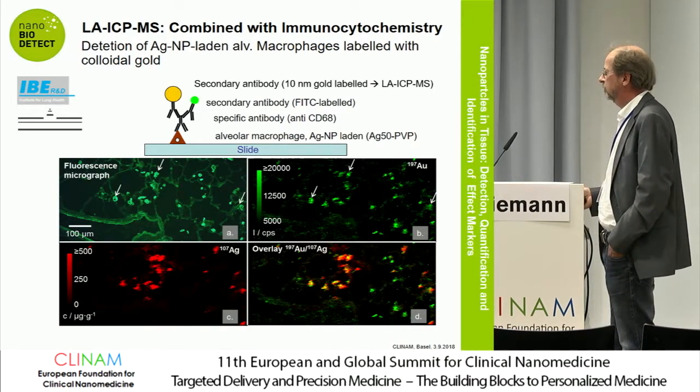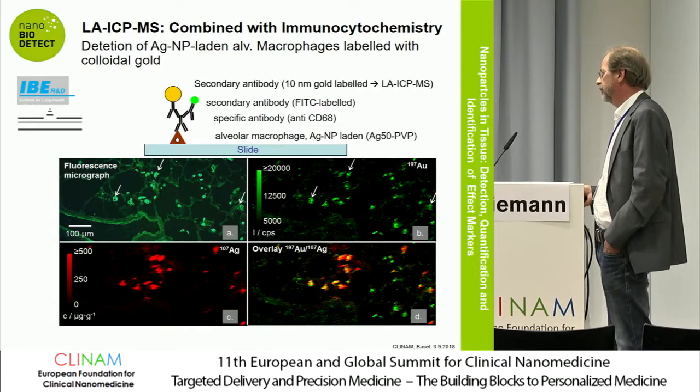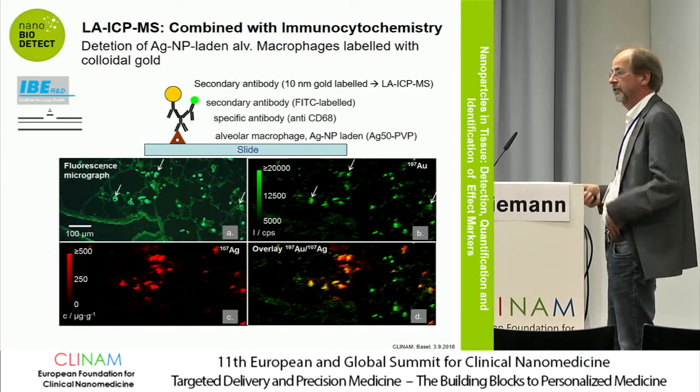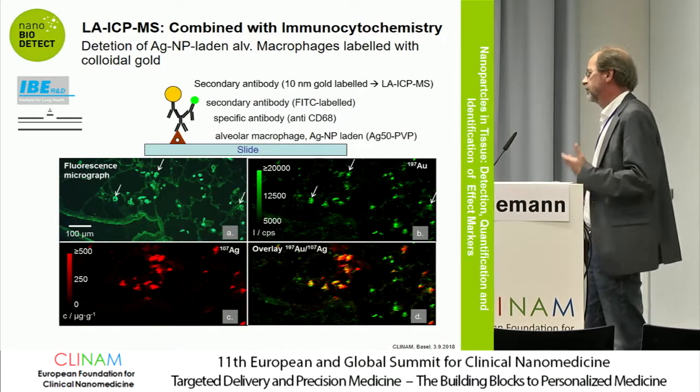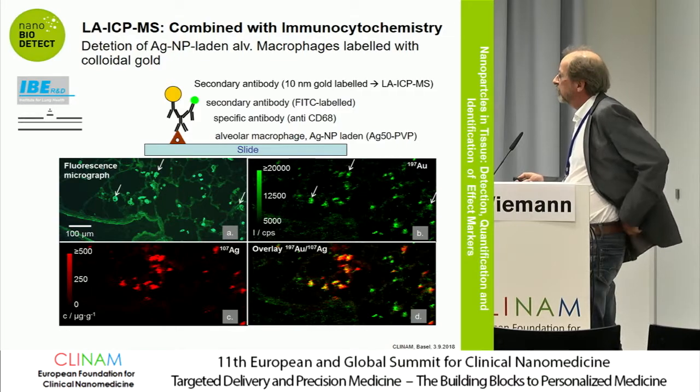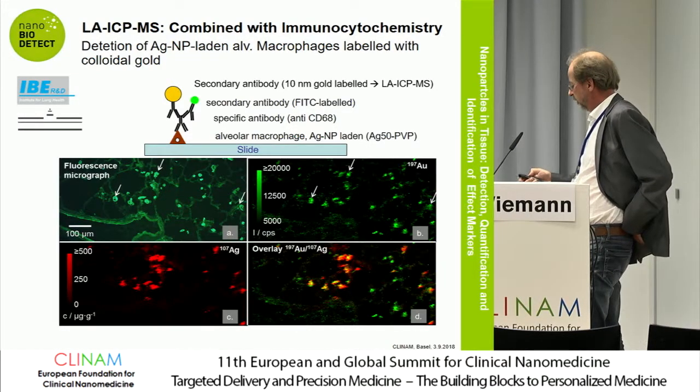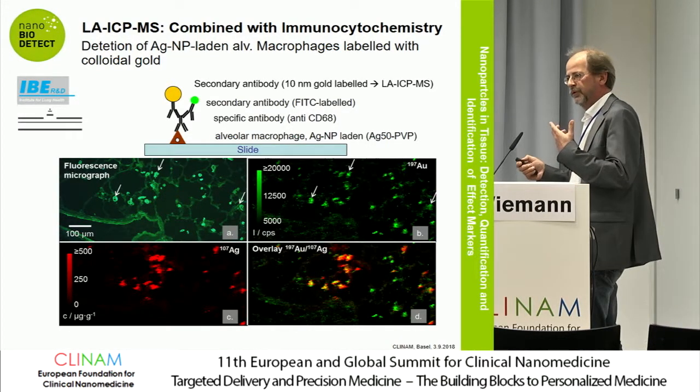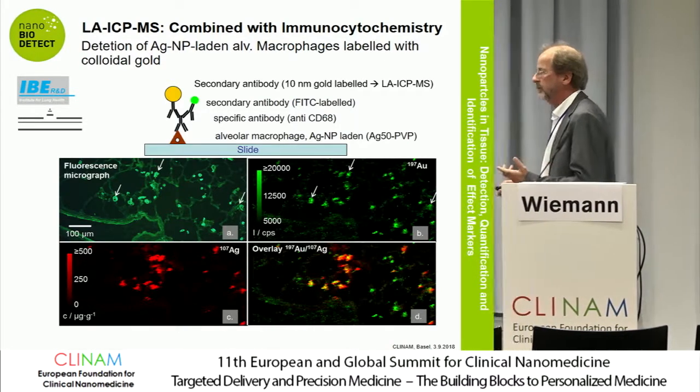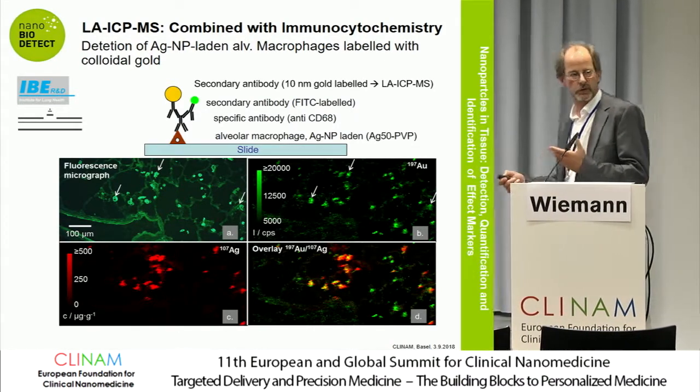This is the distribution of silver, and this is the overlay demonstrating that most of the silver inside the macrophage is really inside the macrophage, and it's co-localized with the macrophage label. So this is quite nice because it's a universal technique. You can combine this with any antigen you can label and think of.